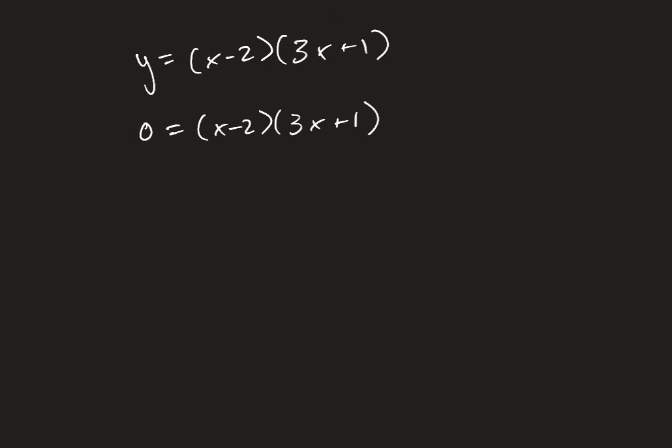And now, based on the zero product property, which hopefully we've heard of before, ZPP, if either of these factors equals 0, the whole thing equals 0, right? 0 times anything is equal to 0. So if x minus 2 equals 0, the whole thing equals 0. If 3x plus 1 equals 0, the whole thing equals 0.